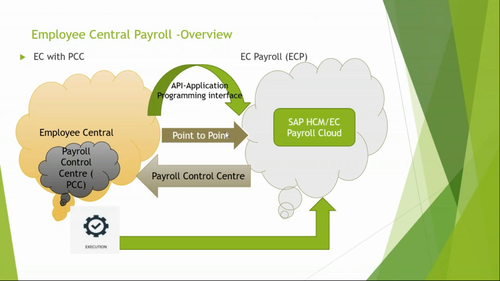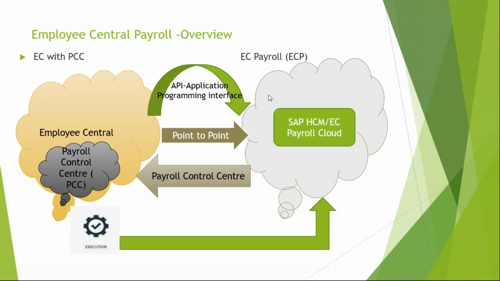But the interface should be built to read the employee's job information. Job information is nothing but employee status, employee's compensation, employee's pay structure, employee's work schedule, and employee's employment type, employee group and subgroup. This information should be read from EC and transferred to ECP. And address information, compensation. These are mandatory because whatever data impacts the payroll, that entire information should transfer from EC to ECP.